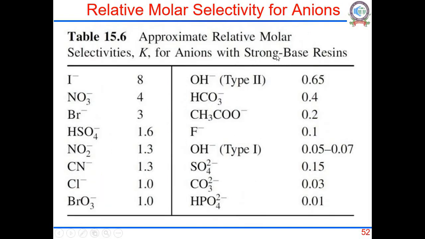Similarly for anions, this is with a strong base anion exchange resin, type 1. If you say OH minus ions in the resin form, it has a molar selectivity of 0.05 to 0.07, and you can replace it with, for example, chloride or bromide or nitrate. They will have higher molar selectivity. So if A is nitrate and B is OH minus ions, then K_AB would be 4 divided by 0.05. It will be very favorable for the nitrate ions to go into the resin and OH minus ions to come out of the resin.